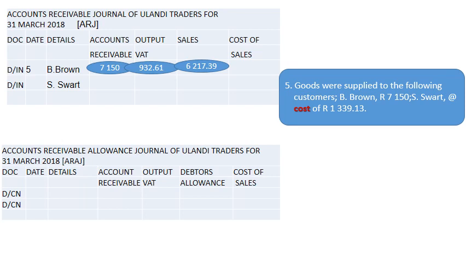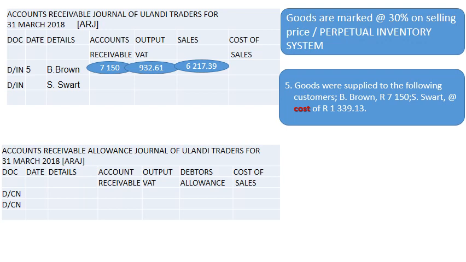Because the perpetual inventory is in use, we have to determine the cost of sales. We are given that the markup is 30% on selling price. Therefore, selling price as our base will be expressed as 100%. Then we determine our cost price percentage by deducting the markup from 100, and we will arrive at a cost percentage of 70.